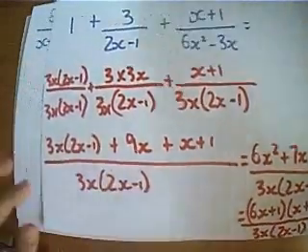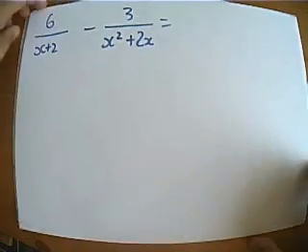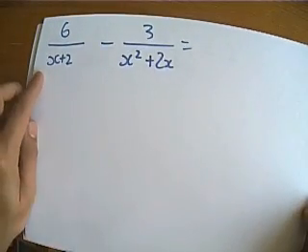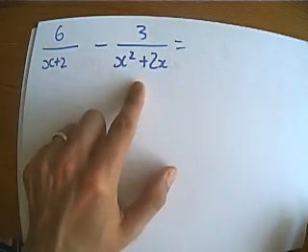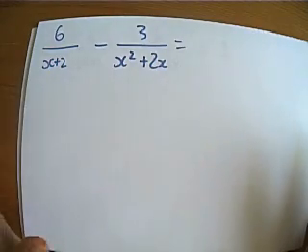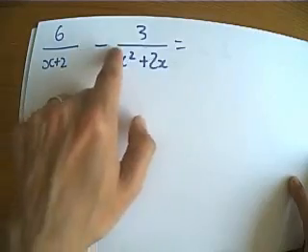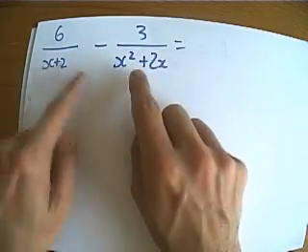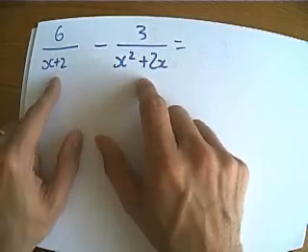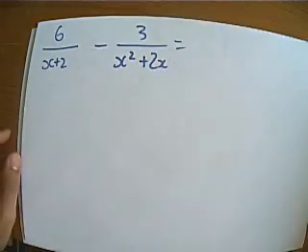Now let's take this next example. 6 over x plus 2, take away 3 over x squared plus 2x. Just as before, the first thing we've got to do is see if we can factorise any of these denominators to see if it gives us a bit of a clue as to what we're going to end up turning our common denominator into.